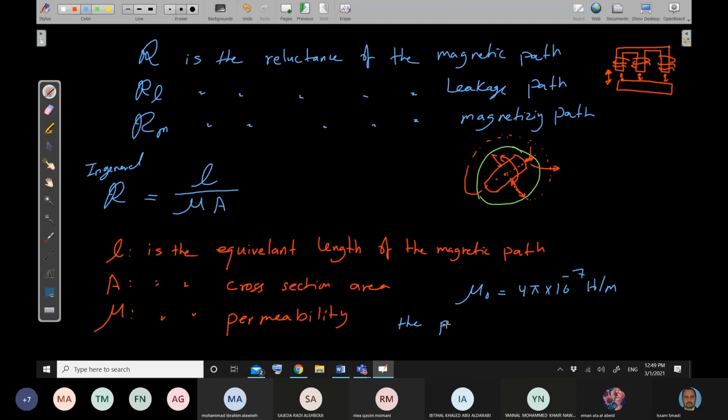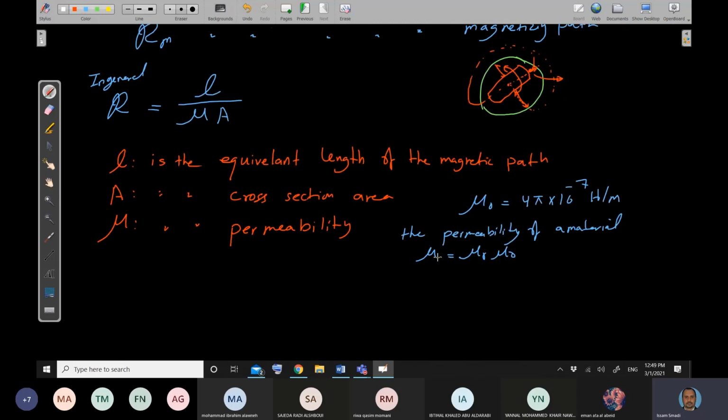So the permeability of a material, mu, is equal to mu r multiplied by mu 0, and mu r, we call it the relative permeability. Good. Any question until here?